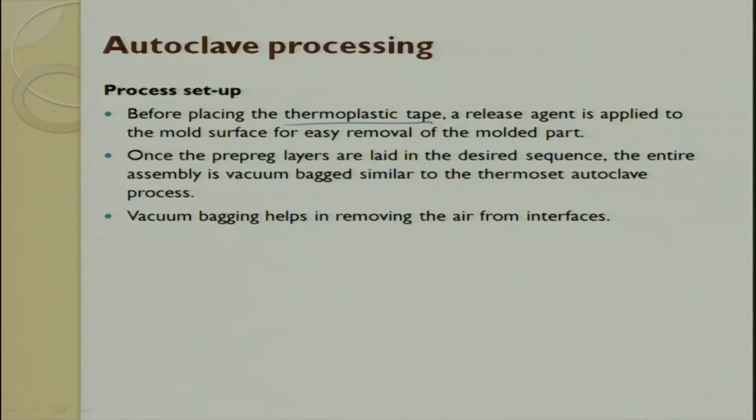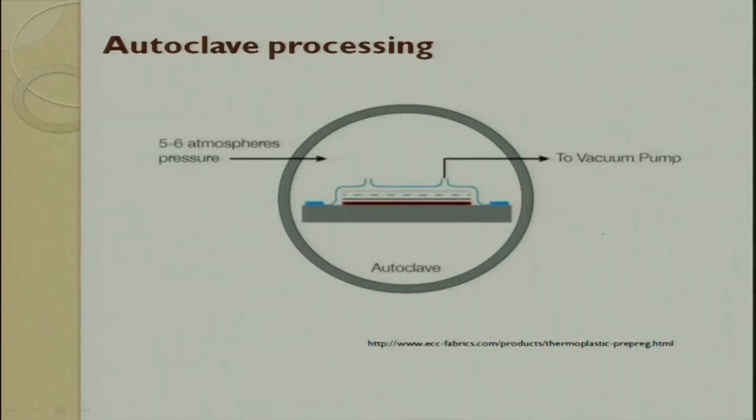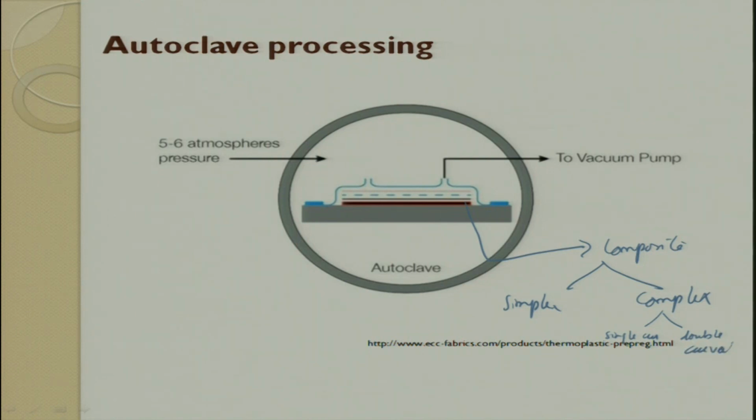For the thermoplastic tapes, a release agent is applied at the mold surface so that the part can be removed. All other things are especially the same. The vacuum bag helps in removing the air which is getting trapped at the interface, so you get a better consolidation. So, it is almost the same. The pressures are slightly higher, and then you have a vacuum pump to suck, and here is your composite. Again here you can have two types, one is simple, and you can also have complex, and in complex, if you are smart enough, you can have single curvature or you can also have double curvature, to get the required output.